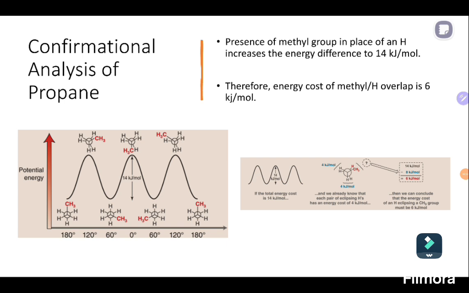And because of that, we can assume that the extra 2 kilojoules of energy comes from the necessary overlap of the methyl group moving past one of the hydrogens. And since there's an extra 2 kilojoules of energy there, it is assumed therefore that the methyl group moving past a hydrogen in order to move from the staggered through the eclipsed conformation has an energy cost of 6 kilojoules per mole.